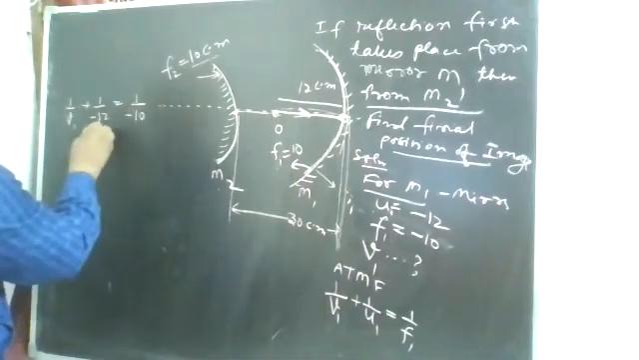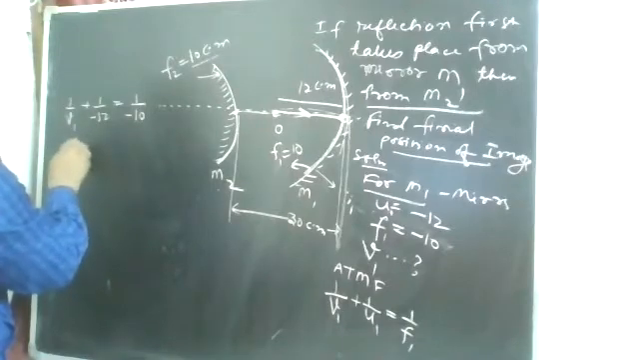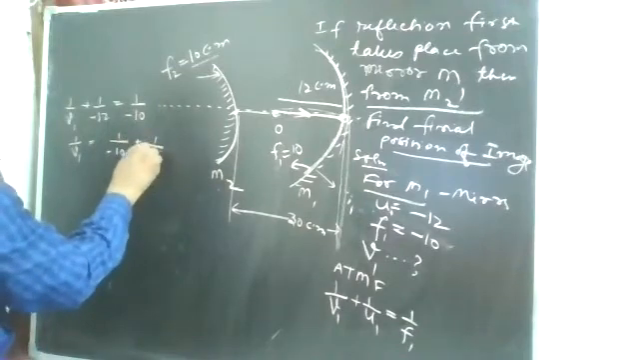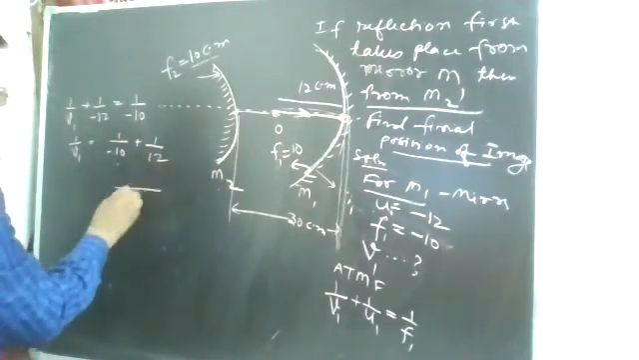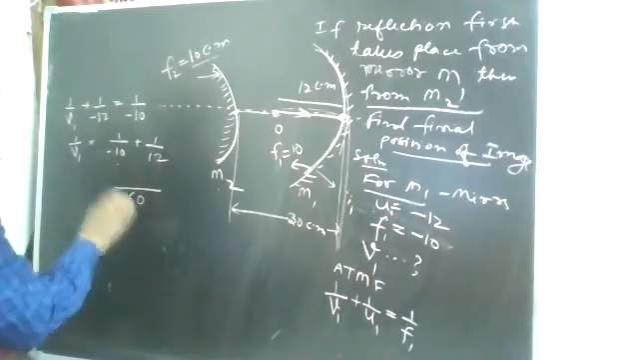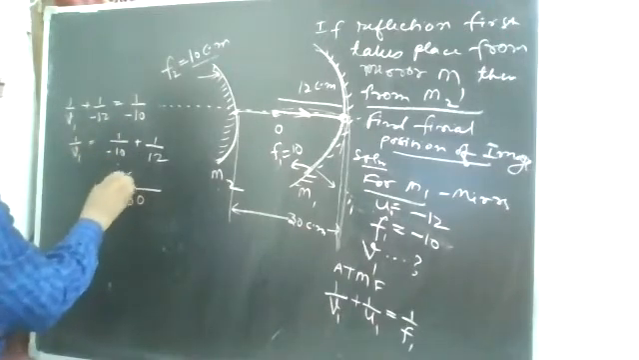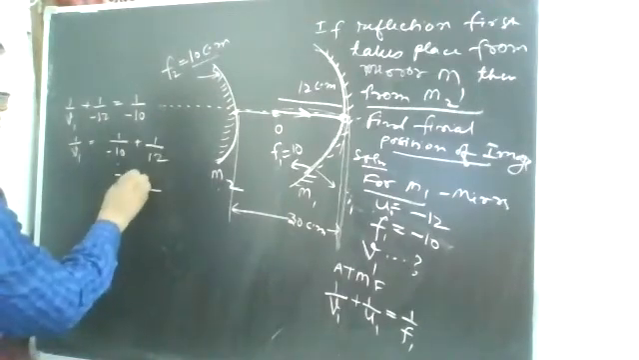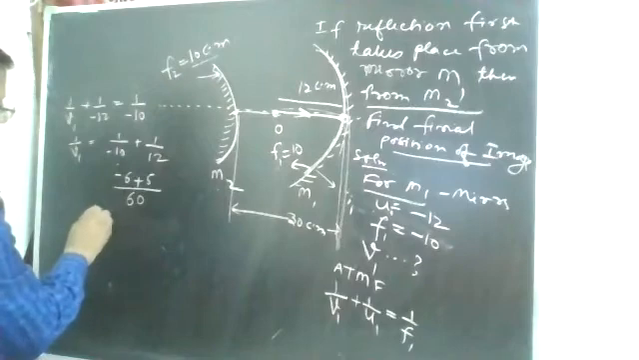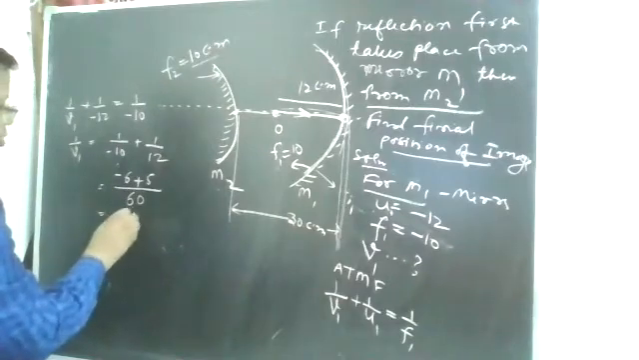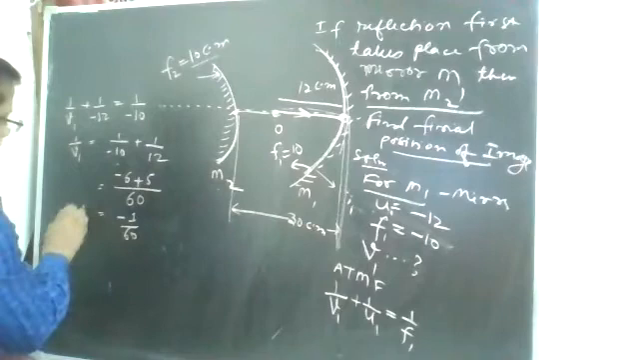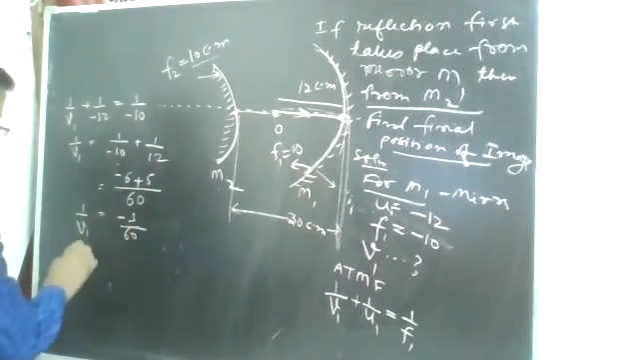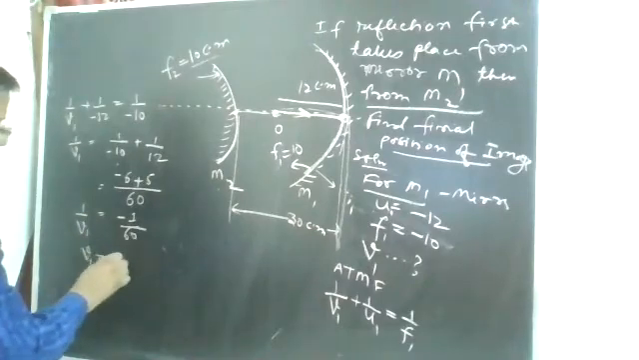Minus comes to this side, it will be plus. So 1 by V1 is equal to 1 by minus 10 plus 1 by 12. What is the LCM? I think it is 60. Minus 6, plus 5. So it is minus 1 upon 60, equal to 1 by V1. Reciprocating this equation, the image distance comes out to be minus 60.